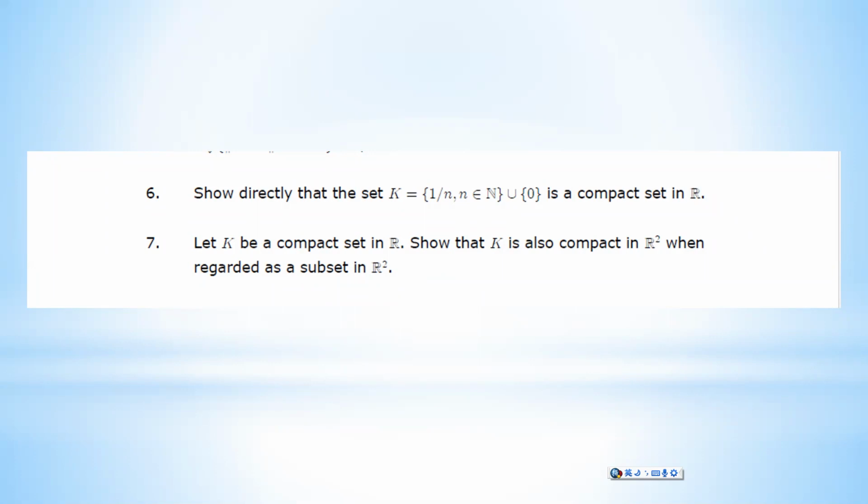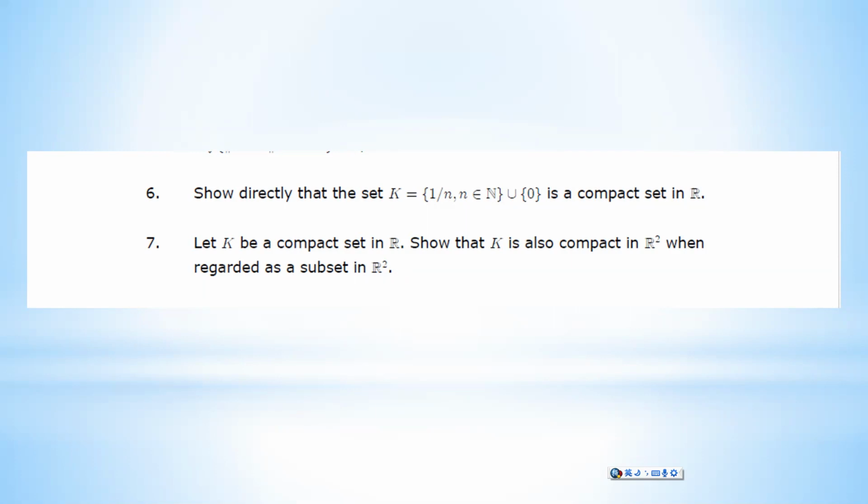Now, K, originally thinking about it as a set in R, on the axis, is compact in the R1 sense. Then you can view this K in the plane, as a subset of R2. Now, if you view K as a subset of R2, it should also be compact. So that's the question.